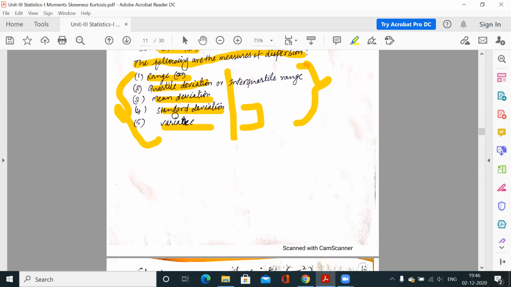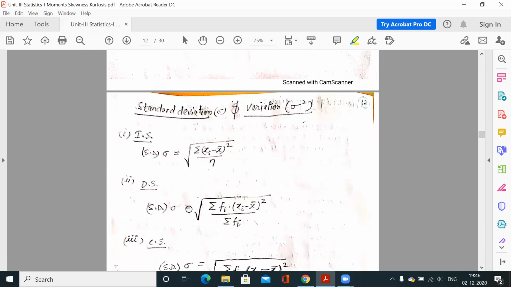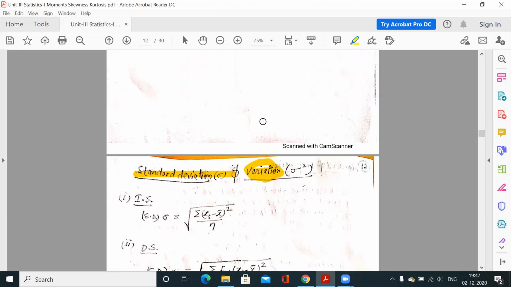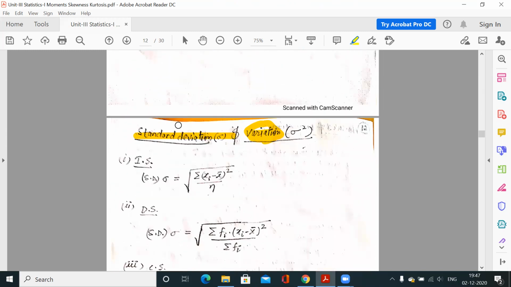Why? Because again, these formulas are not in the syllabus, but for the next topic, like moments, skewness, and kurtosis, we need to know about the standard deviation and variance, how to calculate a standard deviation, how to calculate variance. So I have simply written the formulas for standard deviation, and this is by mistake written variation, this is variance. The formulas for standard deviation and variance are equal, meaning we don't have different formulas for standard deviation and variance.